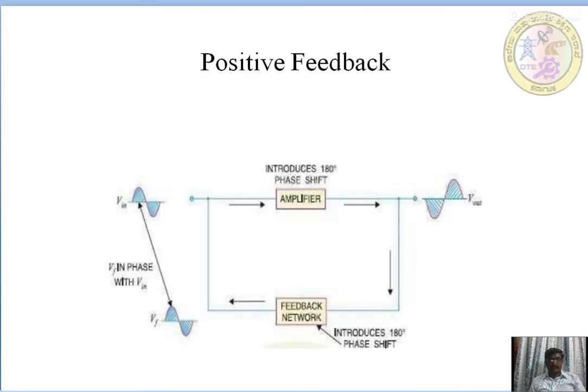but positive feedback is used in oscillators. See here, this one is the Vin in phase. Whatever the input, whatever you get in, that will just be sent back to the feedback network, and this one is the amplified output. So there will not be any phase shift. Normally in negative feedback you should have a 180 degree phase shift, but in positive feedback you will not have any phase shift. So the V A F will be in phase with the Vin.